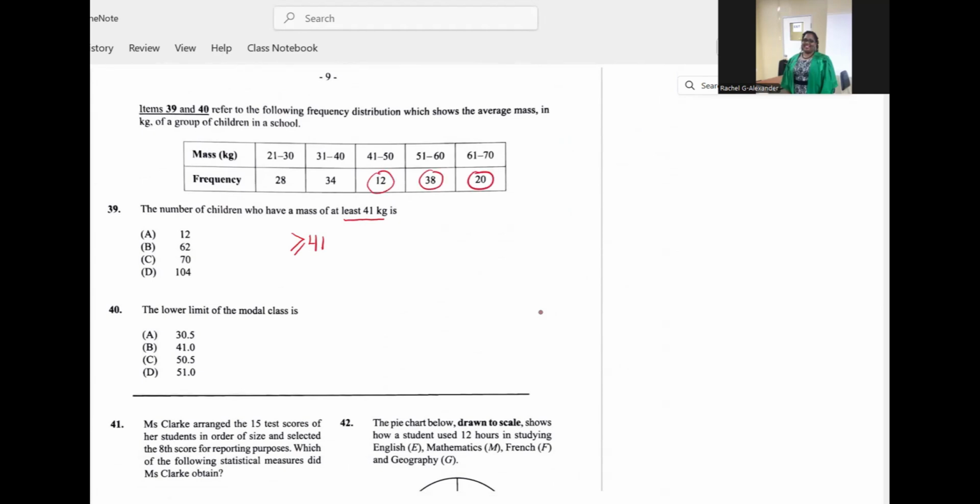Please do not think that least means less. At least literally means the lowest you can go is 41, which means you have to be 41 and over. Right? So we add the 12 to the 8 and the 20. 8 and 2 is 10, 3 and 1 is 4, 4 and 2 is 6, and 1 is 7.